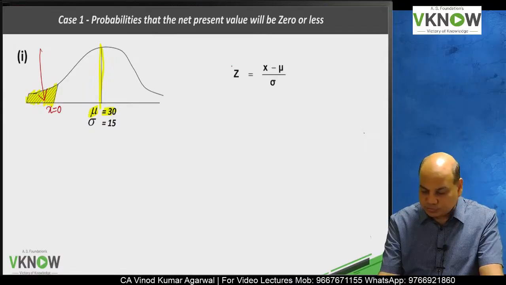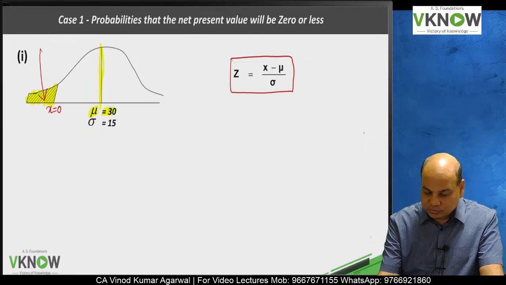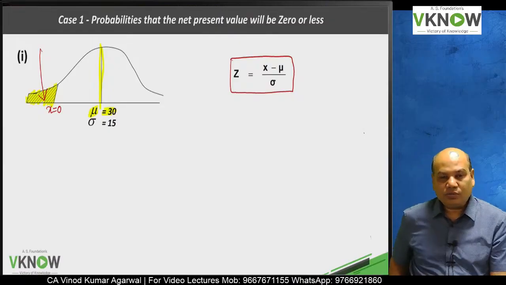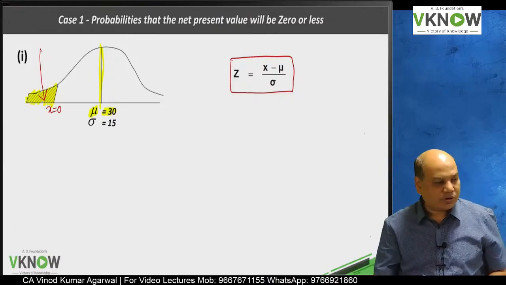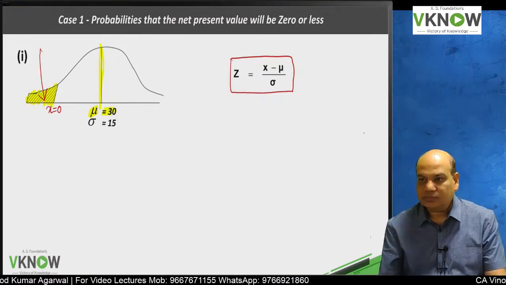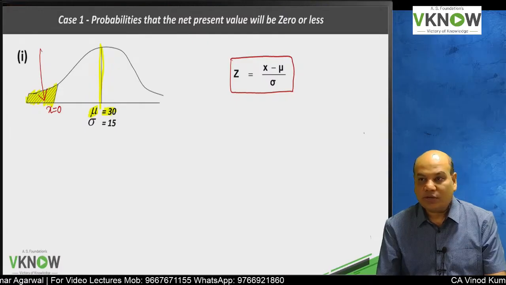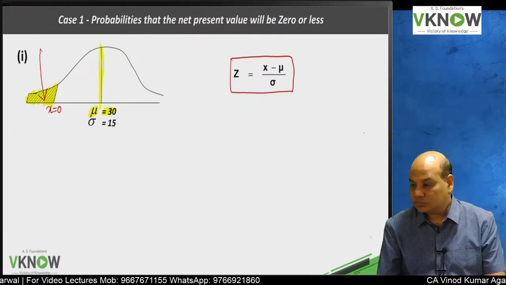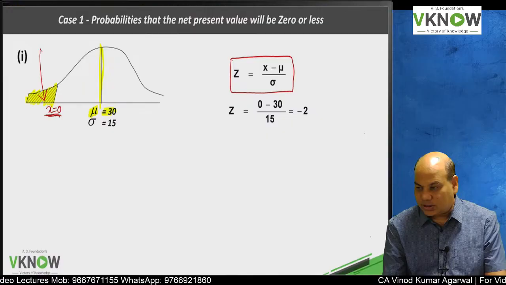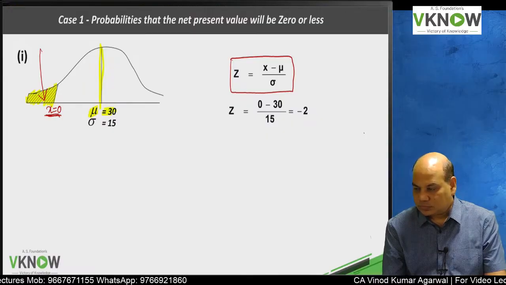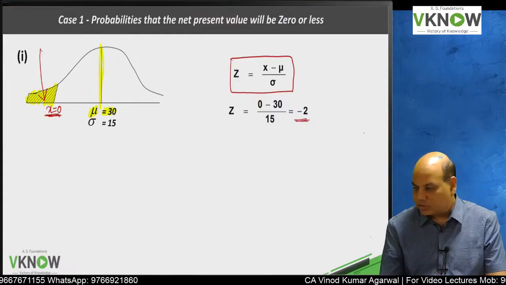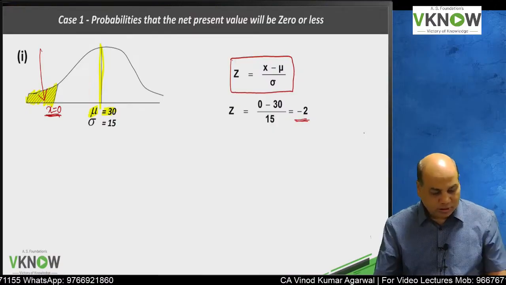First you will compute the Z value. Z is equal to x minus mu upon sigma. X means 0. Mu means 30. Divide by sigma 15. You will get minus 2.